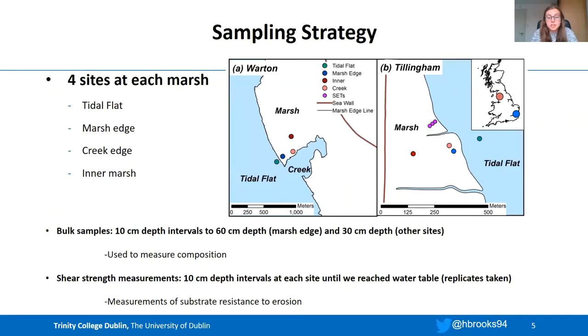We also took shear strength measurements, which were used to give an idea of the substrate resistance to erosion. This was done using 2 methods, which I'll talk about a little bit later: a cohesive strength meter and also a shear vane. These measurements were again taken at 10 centimetre depths, but this time until we reached the water table, because the water table can interfere with what we're measuring. We took replicates at each sampling location. For the shear vane, we took 10 replicates at each sampling location, and for the CSM, the cohesive strength meter, we took 3 replicates at each sampling location because it's a bit more time consuming.